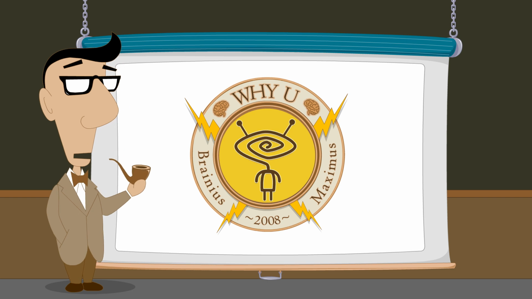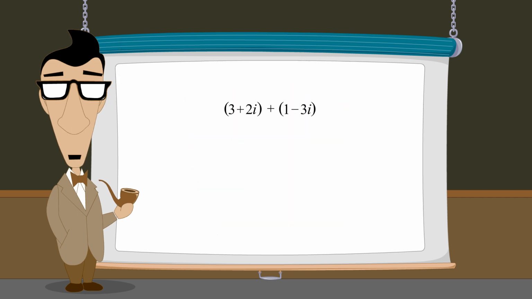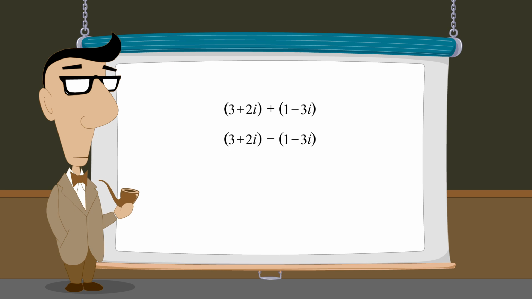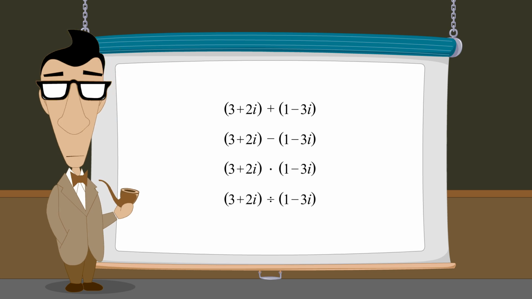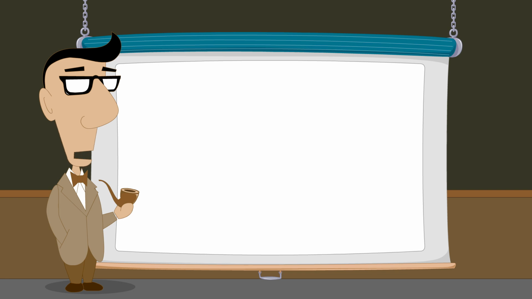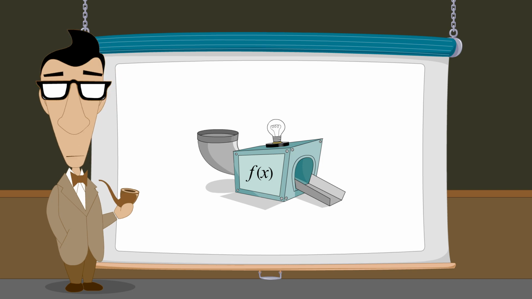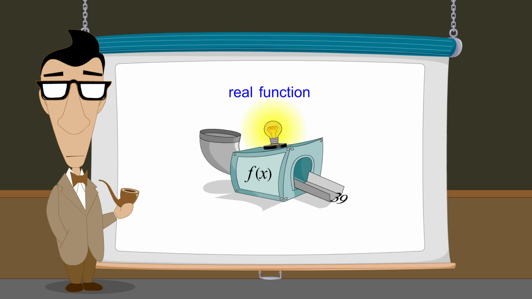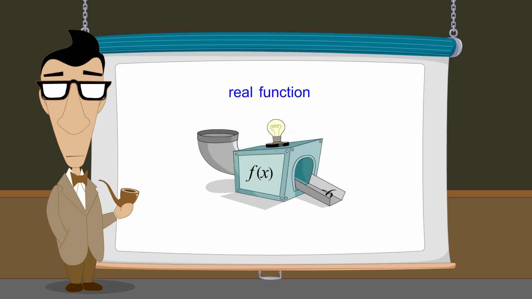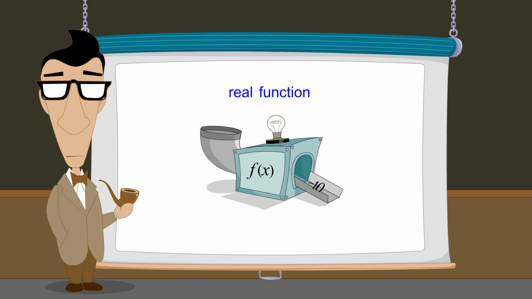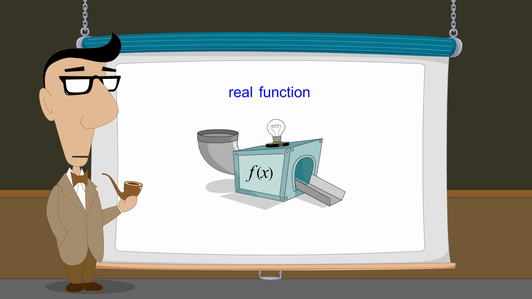In the last several lectures, we have seen how to perform arithmetic operations on complex numbers, including the operations of addition, subtraction, multiplication, and division. In this lecture, we will see that just as real numbers are the input and output values of real-valued functions of a real variable, otherwise known as real functions, complex numbers are the input and output values of complex functions.